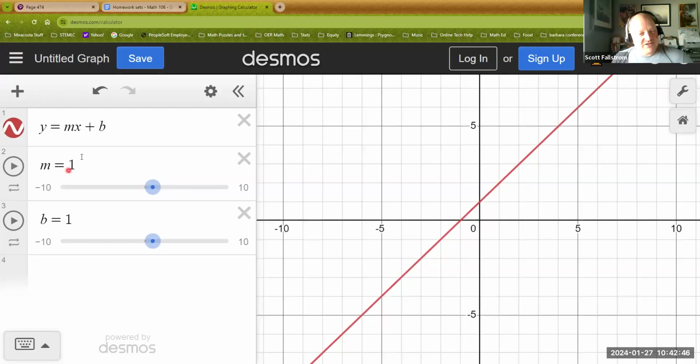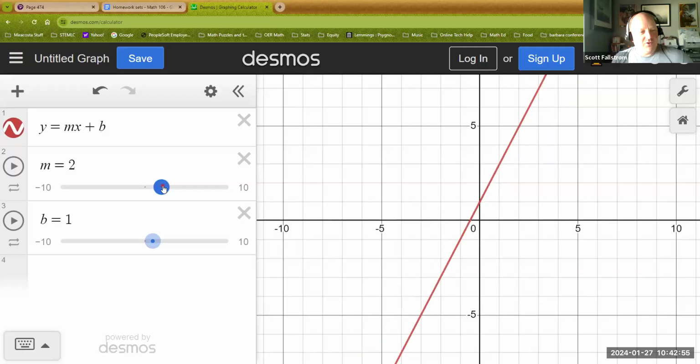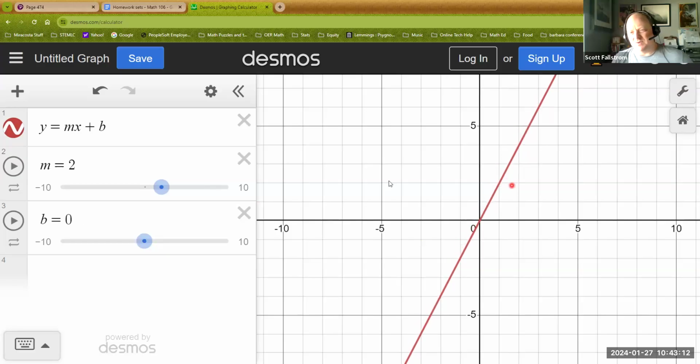So what I want you to see is the slope is 1, which means if I go right 1, I have to go up 1. If I go up 1, I have to go right 1, the change in y to the change in x. If I bring the slope over a little bit, so now the slope is 2, you can see that it's steeper because I now have to go up 2 units to go right 1, up 2 for every right 1. You'll also notice this other one that we didn't have before. And if you bring it back to 0, it looks like all the equations we just did.